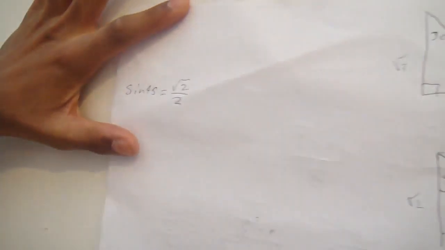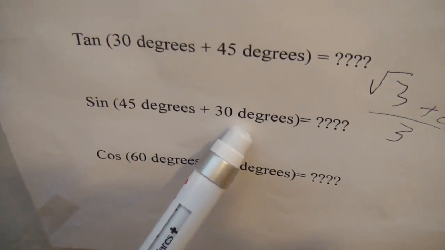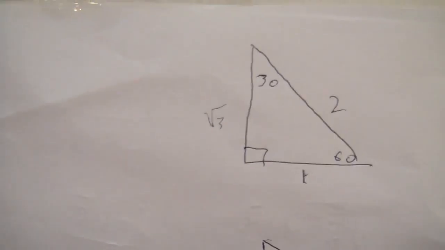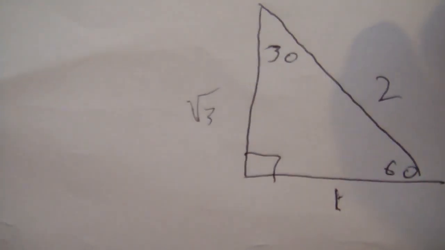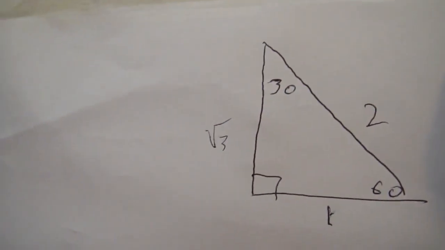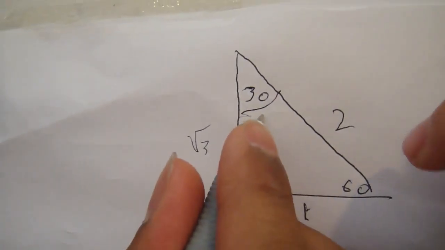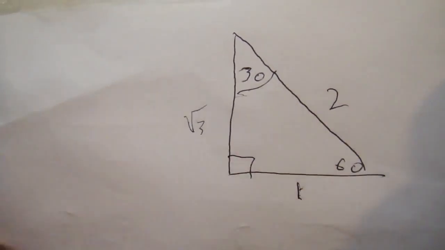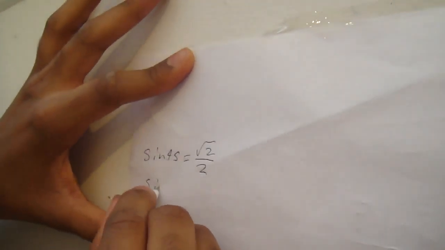Alright, now the next one. Sine of 30 degrees. We must use our other 30-60 right triangle. Okay, so it's opposite over hypotenuse. So since it's 30, opposite over hypotenuse is 1/2. So sine of 30 is equal to 1/2.